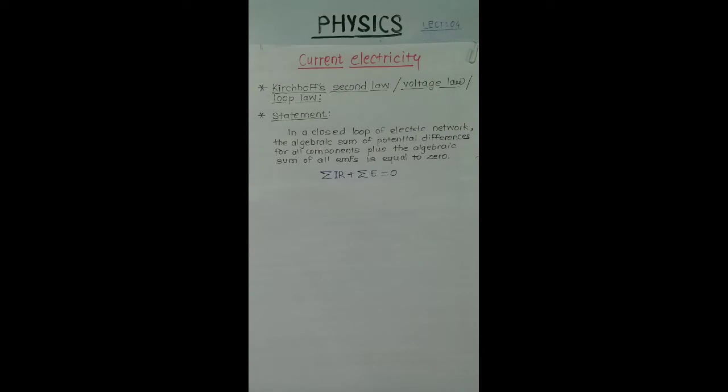Hello students, in this lecture let us solve a problem based on Kirchhoff's second law, that is voltage law or loop law, which states that in a closed loop of an electric network the algebraic sum of potential differences plus the algebraic sum of all EMFs is equal to 0.